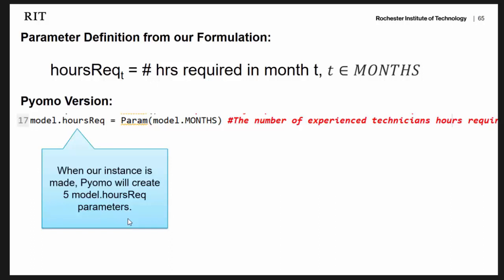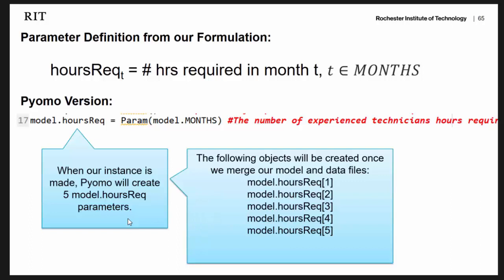So later on when we make an instance of this model, Pyomo is going to create 5 model.hoursRec parameters, and they're going to look like the following. They'll be model.hoursRec square brackets 1, all the way through model.hoursRec square brackets 5. So it's going to make 5 different hoursRec parameters.